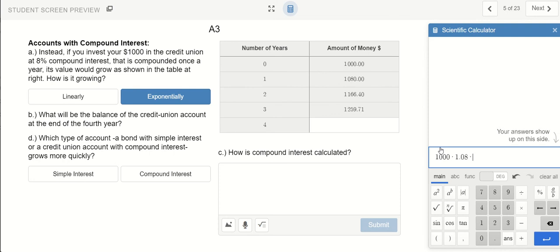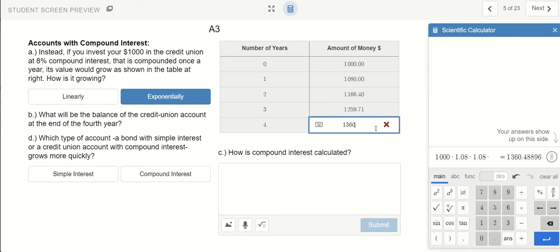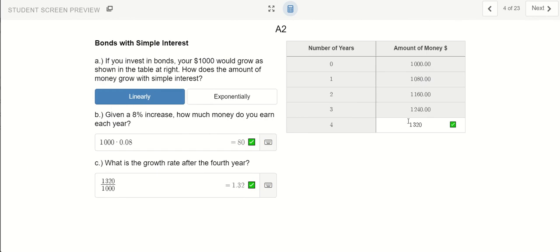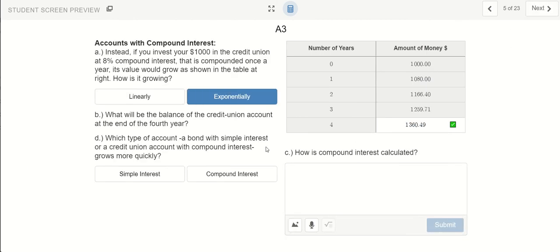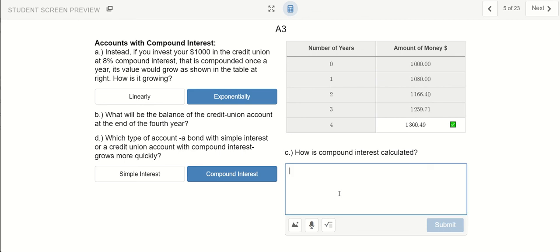So if I multiply by another 1.08, notice that we're at 1,166.4. Multiply another 1.08, we're at the next jump. So to get the fourth year, I need another 1.08. So that's going to be 1,360.49. So comparing these two bonds, which one earns more? This one only earns me 1,320. This one earned me 1,360. So compound interest earns more.